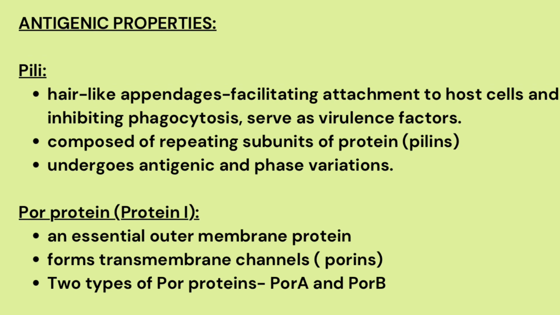Pore protein, which is also called protein 1. It is an essential outer membrane protein present on all gonococcal strains. They form transmembrane channels called porins. These transmembrane channels play a role in exchange of molecules across the outer membrane. There are two types of pore proteins, Por A and Por B, each with a range of antigenic variations. Only one type of pore is expressed by each strain of gonococcus.